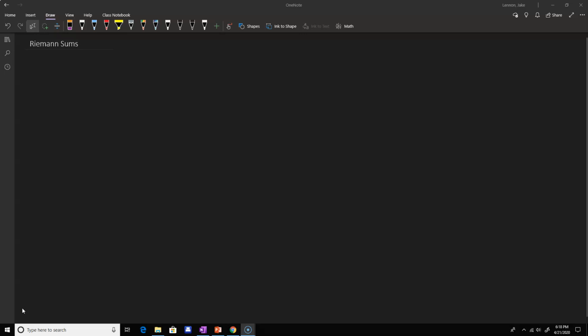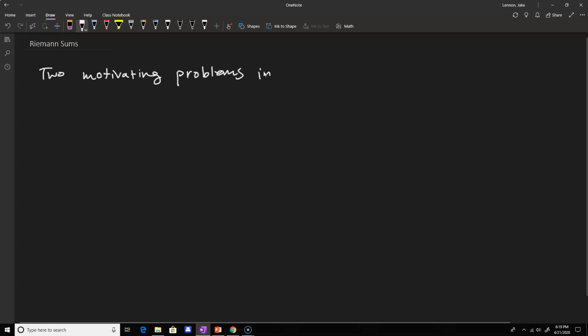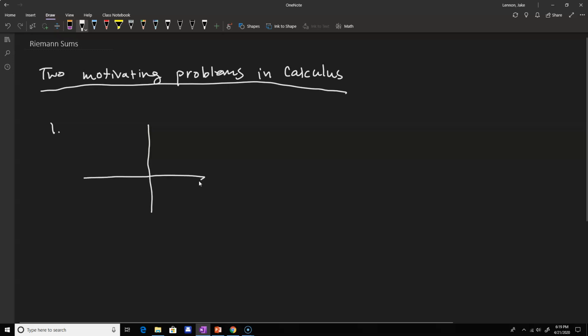Hello, everyone. So today we will talk about Riemann sums. Remember, when we talk about calculus, there are two motivating problems. From an abstract point of view, two things that people were trying to figure out how to do when they were trying to determine all these things. Well, one is what we spent the majority of the first part of calculus on.